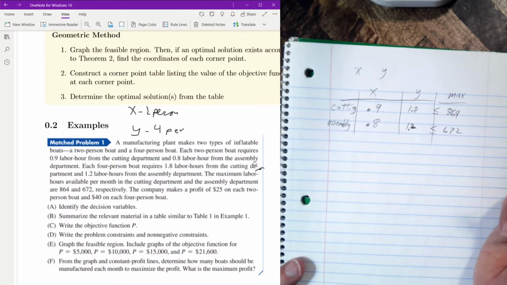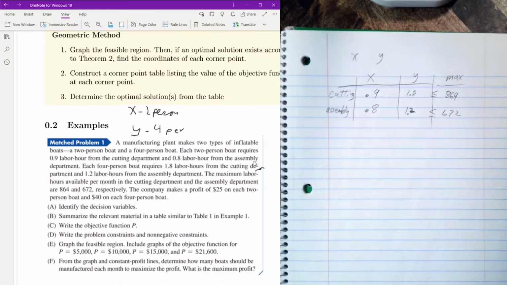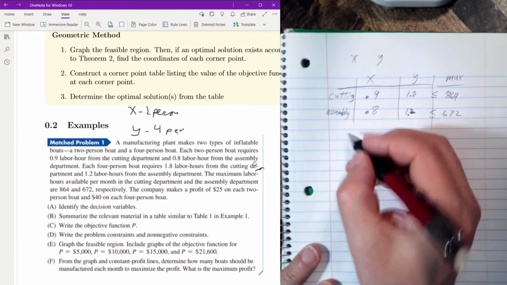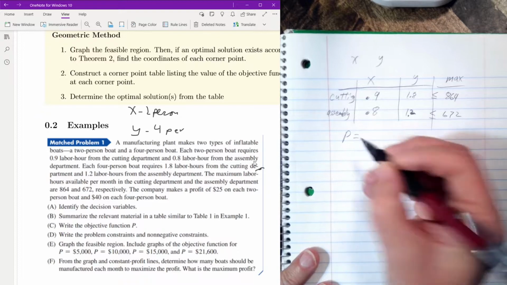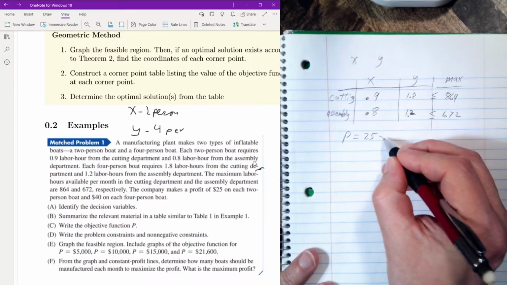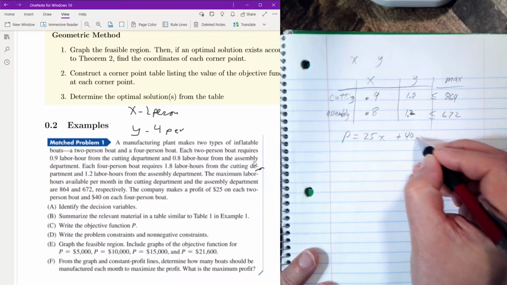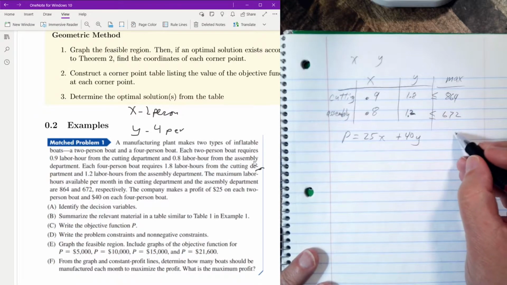So what do you think the objective function is? What is it we want to maximize or minimize? Typically, we want to minimize cost or maximize profit. Those are some very obvious things that we typically want to do. In this case, profit. So profit equals 25X on each two-person boat plus 40Y. So this is our objective function.